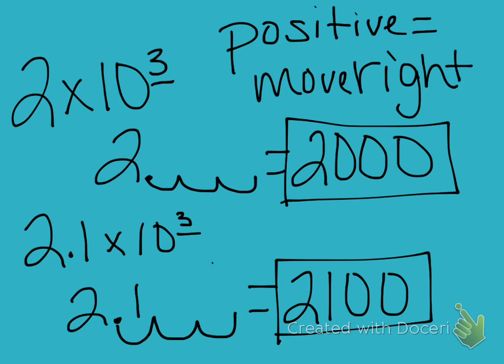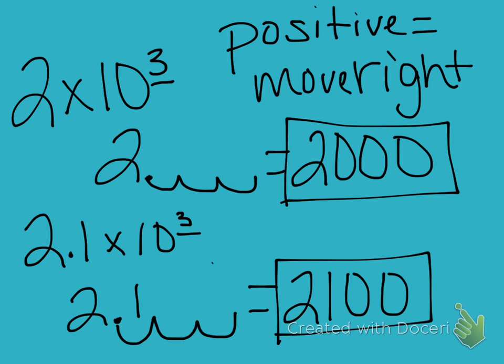Our rule for this is that when the exponent is positive, we're going to move right, and that's only when we're going from scientific notation to standard notation. First, we identify where the decimal is within the problem. If we have a whole number such as 2, then the decimal falls right after that number. So it would be 2 and then the decimal. The problem tells us that 10 is to the third power, meaning that we're going to move our decimal 3 places to the right.